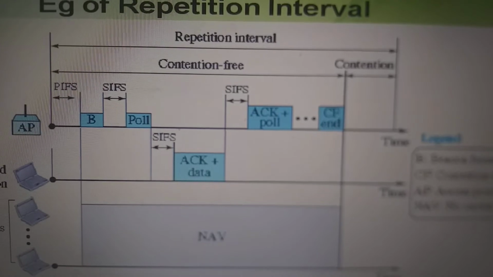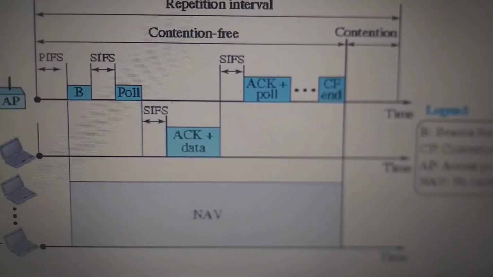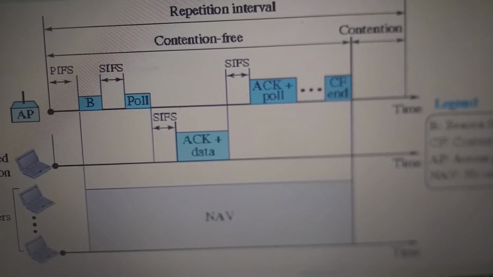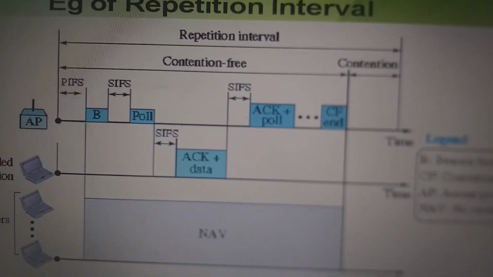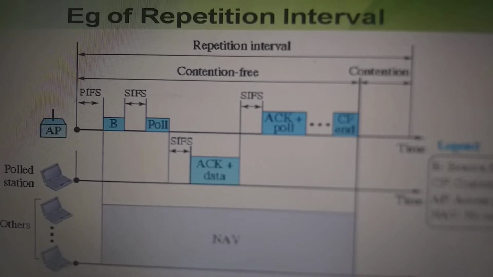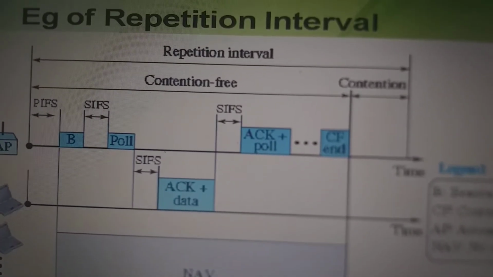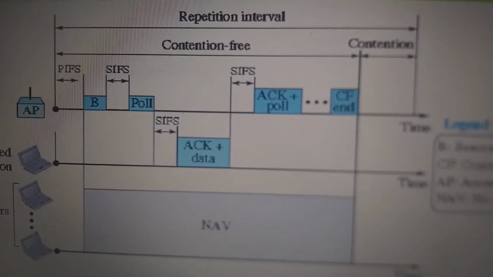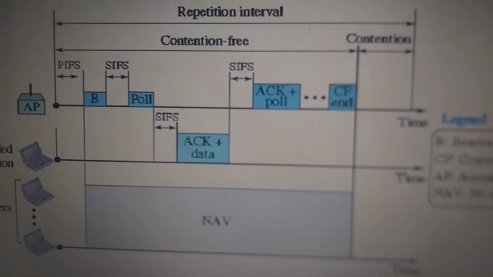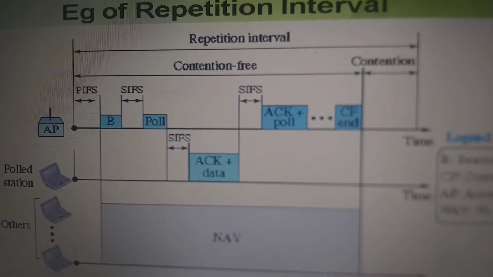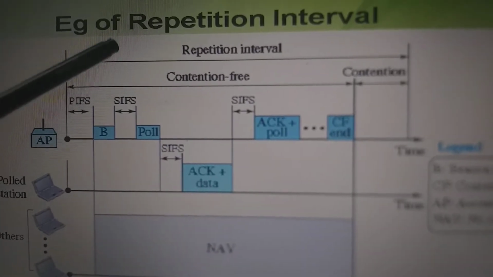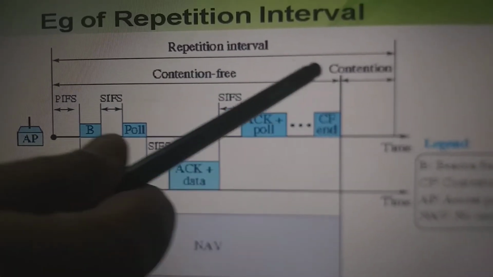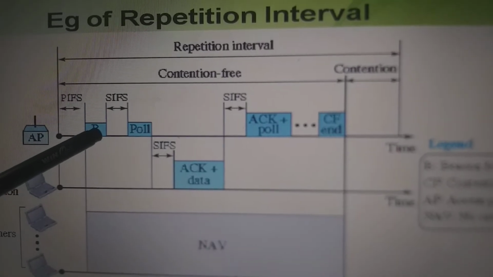During the repetition interval, the PC can send a poll frame, receive data, send an acknowledgement, receive an acknowledgement, or do any combination of these. At the end of the contention free period, the PC sends a CF end frame to allow contention based stations to use the medium. So this is the repetition interval, this is the contention free period, and this is the beacon frame.